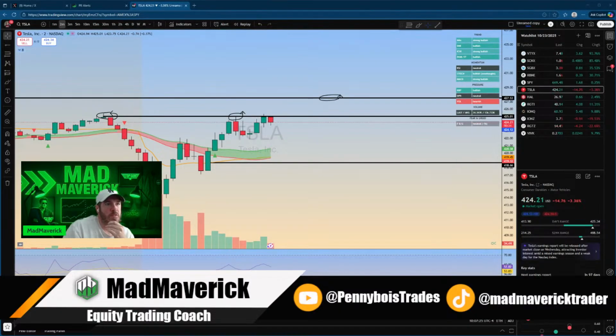So I would be just looking for a nice clear hold of 750. There's not a candle that's closed above it yet. I'm looking at the 3-minute candle. Once we see it close, then I think we have a very good opportunity there.